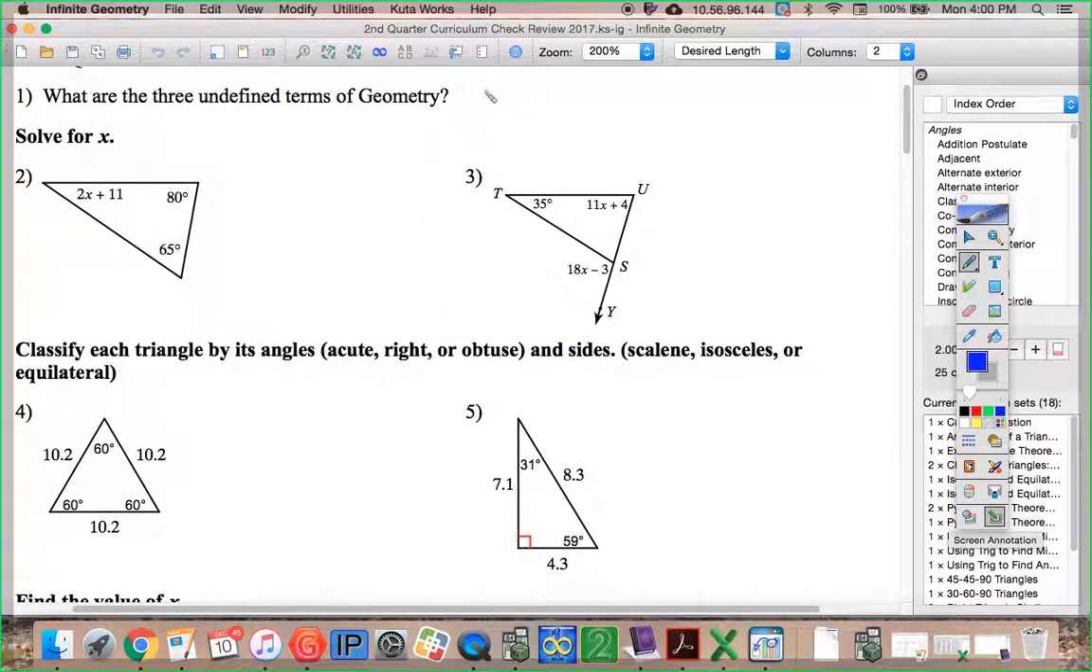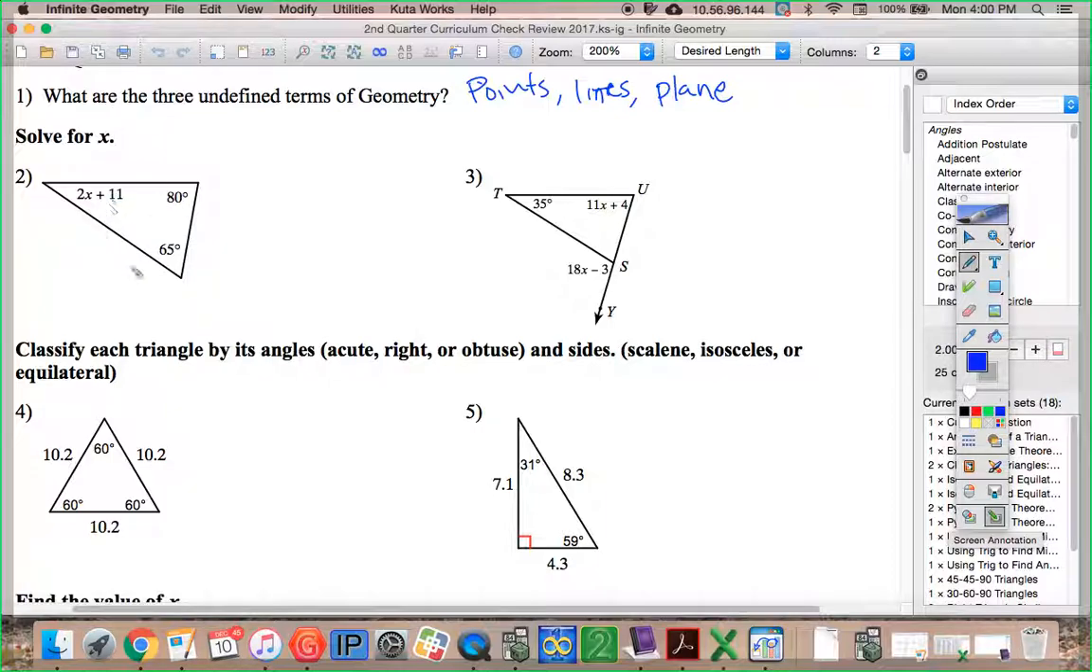The 3 undefined terms of geometry are points, lines, and planes. Tomorrow, when you take this test, it will say which one's not an undefined term, so you're looking for something that's not a point, a line, or a plane.